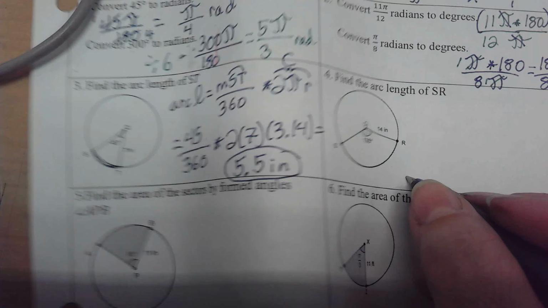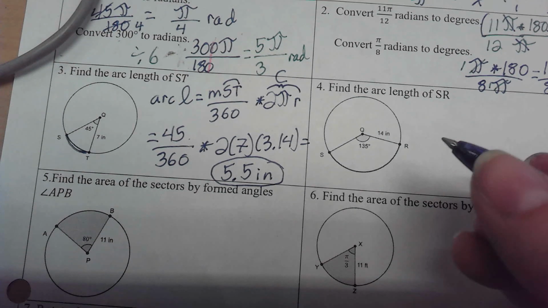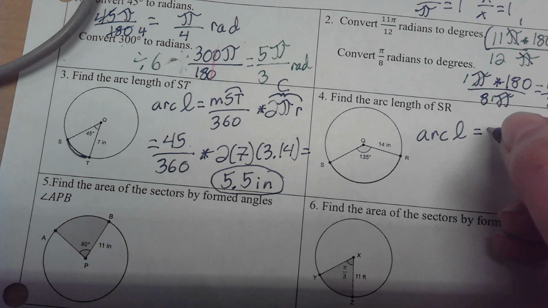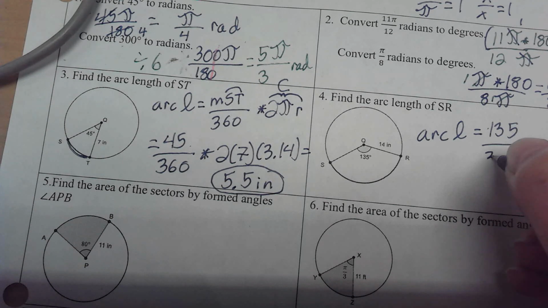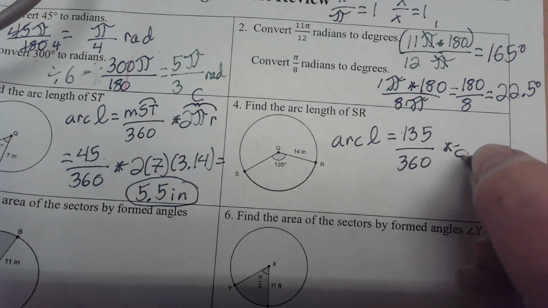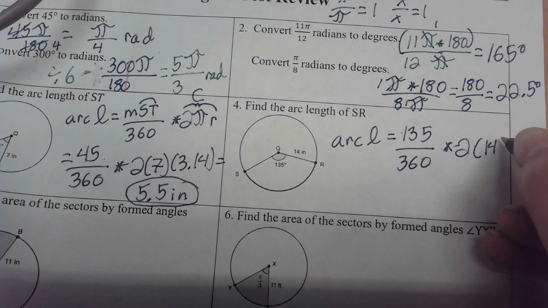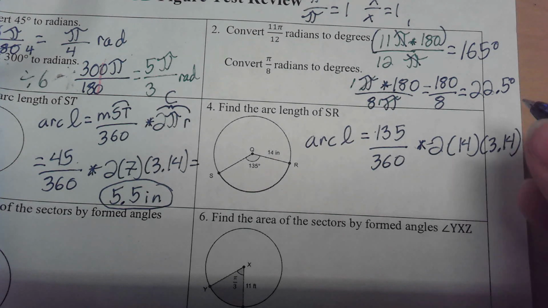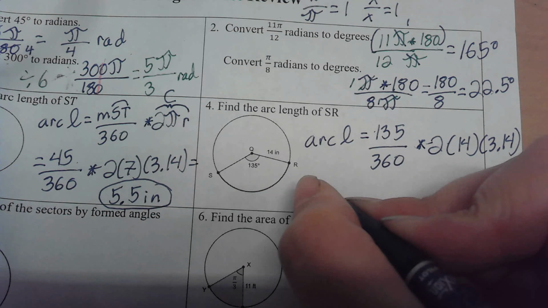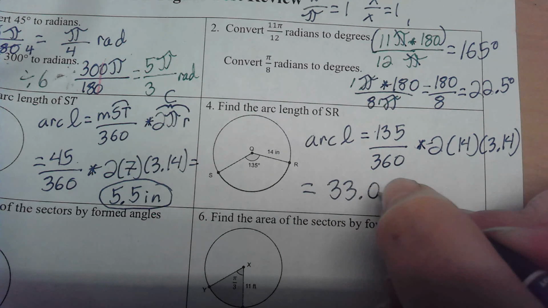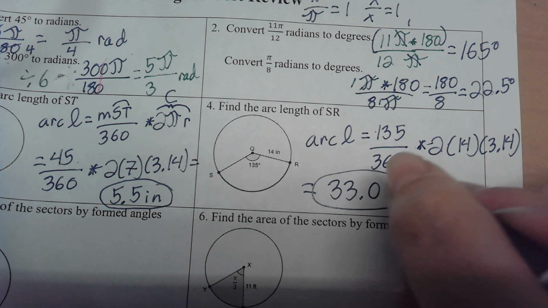Okay, same for this one. So we're going to find the arc length of SR. So the arc length is equal to the measure of the angle again. So 35 divided by 360 times the circumference, so 2 times 14 times 3.14. Okay. So our arc length, I got 33.0 inches for that arc length.